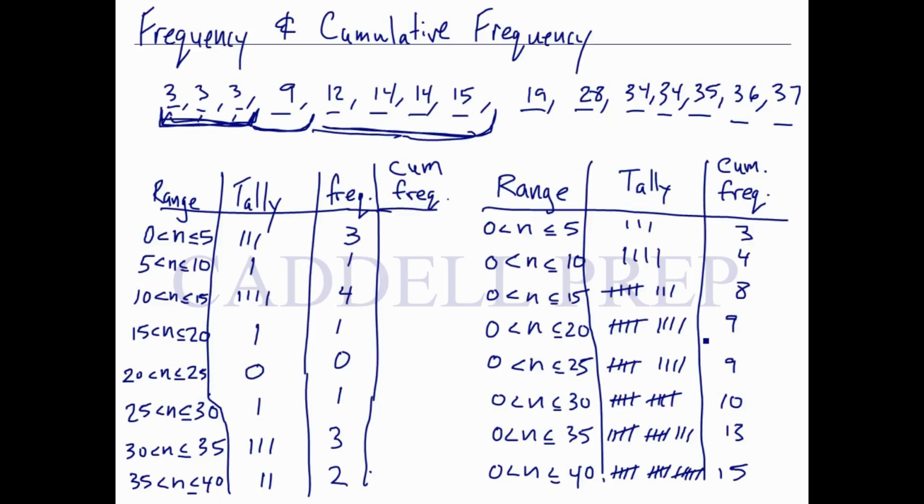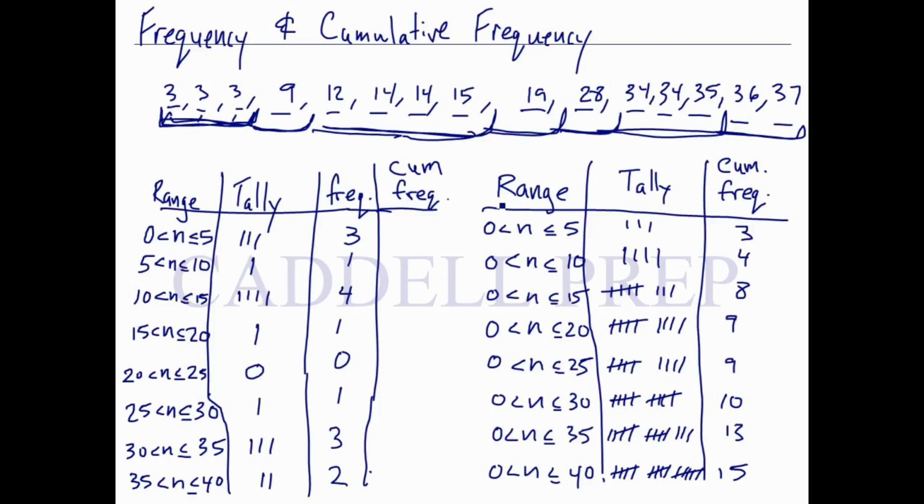Then likewise, when we go up to 20, we add 1 more. So it went up to 9. Then went up to 25. Nothing else was added, so it stayed the same. Then we went up to 30. We included 28. So it grew by 1 to 10. Then we go up to 35. There are 3 more numbers we could include. So it went up to 13. And then when we went up to 40, there were 2 more numbers to include. So the cumulative frequency is 15.